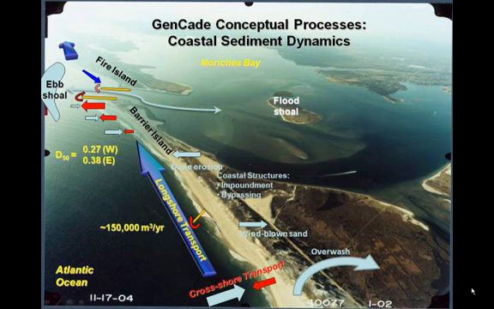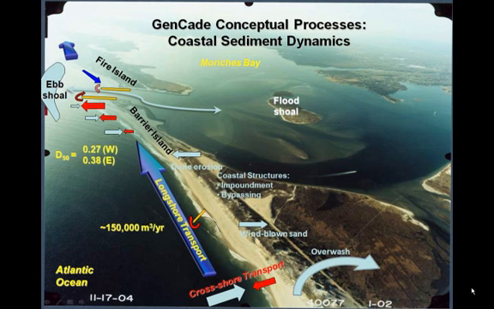So I just want to briefly go through some of the conceptual processes that you'll find in GenCade. First, GenCade is a longshore transport and shoreline change model, so you can see those on the screen. From Cascade, we also have inlets involved. So as you can see the ebb shoal, the flood shoal, as well as the jetties, and then the bypassing around the inlet.